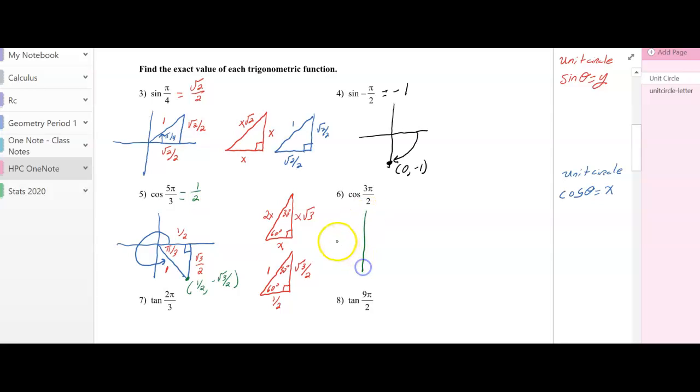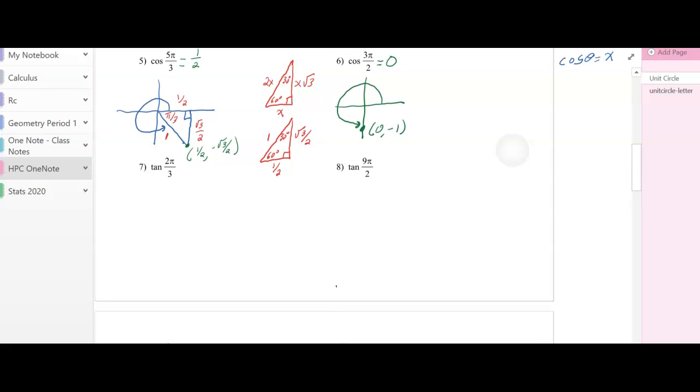Problem number 6, 3π/2 is a positive angle and brings you around to here. Again, that ordered pair, just like problem number 4, is 0, -1. And cosine refers to the x value, so the cosine of 3π/2 is 0.